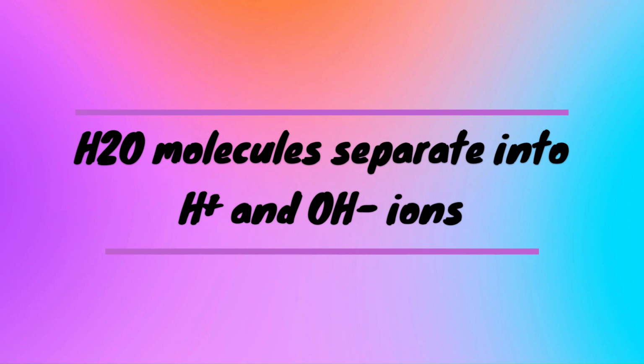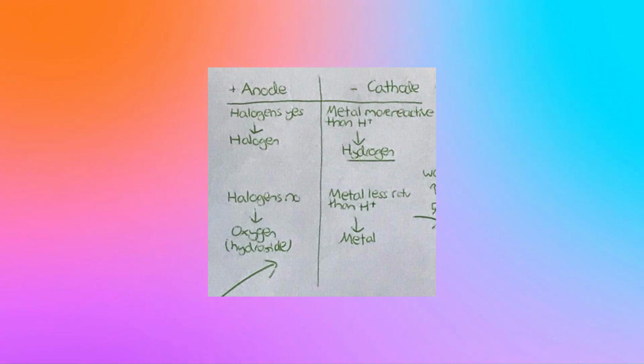Now, in aqueous solutions, determining the products at the electrodes is a little bit more difficult, and this is because aqueous means dissolved in water, so we are introducing H2O, which will separate out into one hydrogen ion and an OH-, a hydroxide ion. So there's 2 rules that we need to learn. So at the anode, if there is a halogen present, that halogen will be made. So halogen is anything in group 7, for example, chlorine is present in brine, that means that chlorine is going to be made at the anode. If no halogens are present, oxygen will be made, and that oxygen comes from the hydroxide ions.